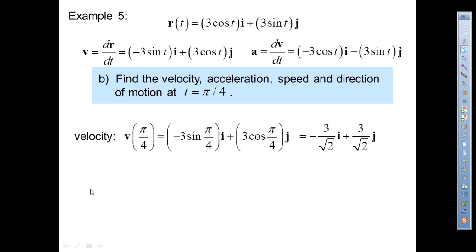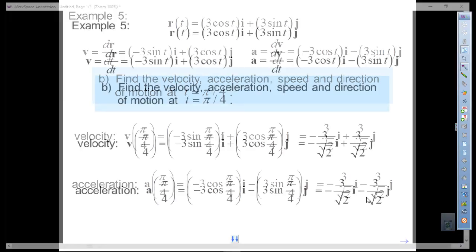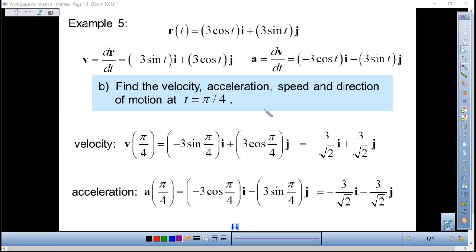All right, we do the same thing when we do the acceleration at pi over 4. So we have a of pi over 4. We plug it into that acceleration formula that we found just a second ago. So we get negative 3 cosine pi over 4 times i minus 3 sine pi over 4 times j. And sine and cosine of pi over 4 is still square root of 2 over 2, or 1 over the square root of 2. And we end up with these. That's what they're using here. That's why they get the negative 3 over the square root of 2. They're using for the cosine of pi over 4, 1 over the square root of 2.